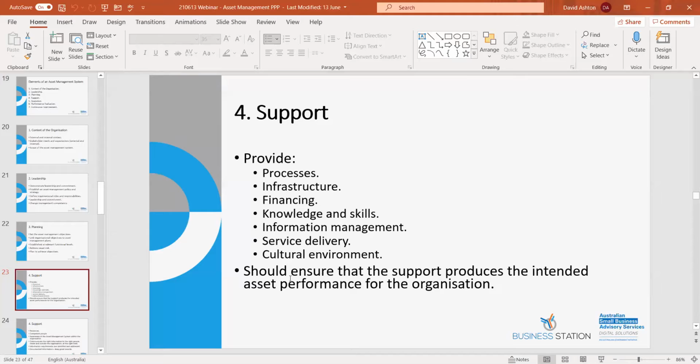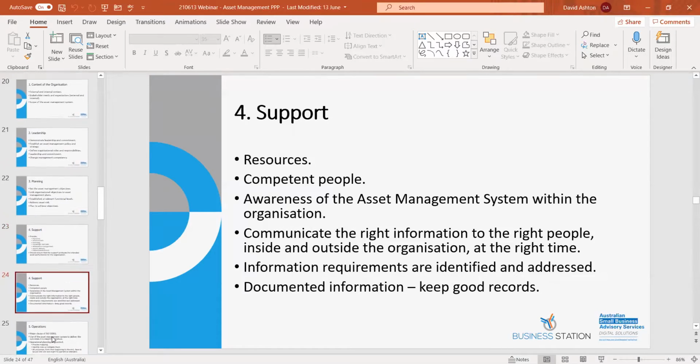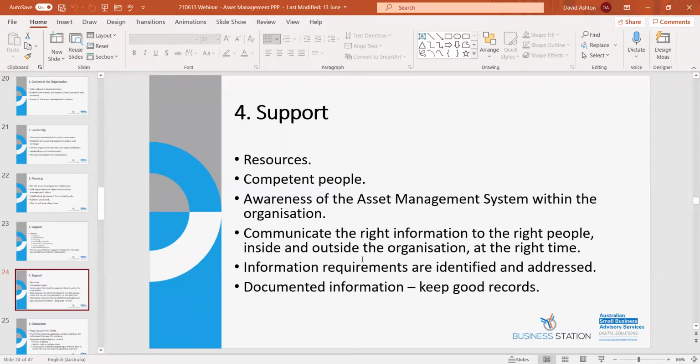And then that overall management review and support, making sure that the support provided through those dot points I've listed above actually assists in making sure of the intended asset performance for the organisation, so again that the assets are actually fulfilling their dedicated purpose.